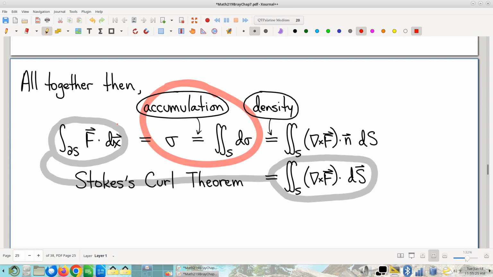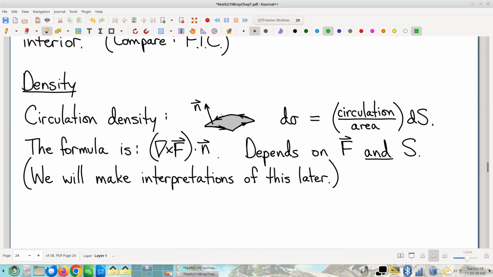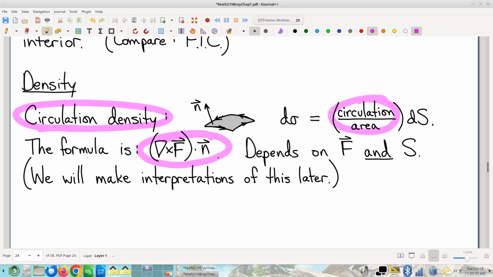Circulation accumulates, old news. Densities allow us to write stuff per unit, in this case, stuff per unit area. The one little detail that we do have to insert there is what is the corresponding density, circulation density. How much circulation is there per unit area? How do you compute that? And the answer is it's this thing right here. It's curl dot normal vector. So that's the formula and the name and the interpretation.